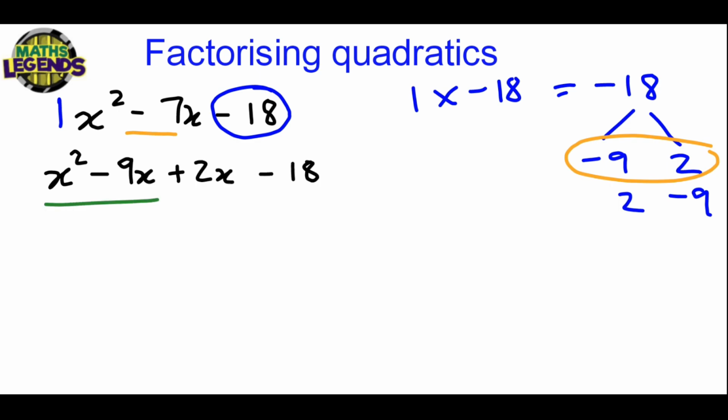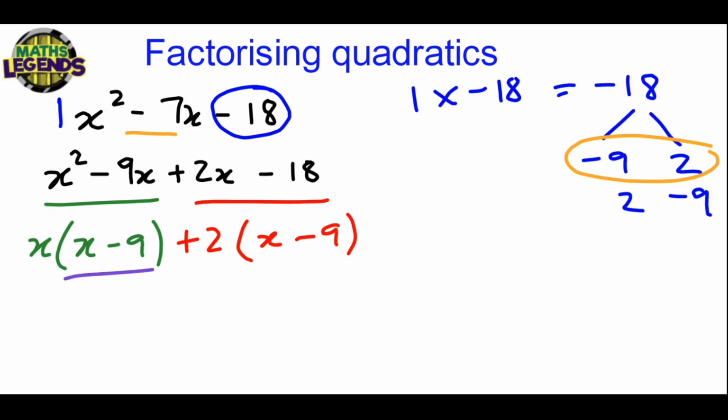And we factorize the first two, and factorize the last two. So x squared minus 9x, we take x out as a factor, so we're left with x minus 9, and 2x minus 18, we can take 2 out as a factor, so we're left with x minus 9. These are the same, so we can take this out as a factor, x minus 9, and we're left with x plus 2.